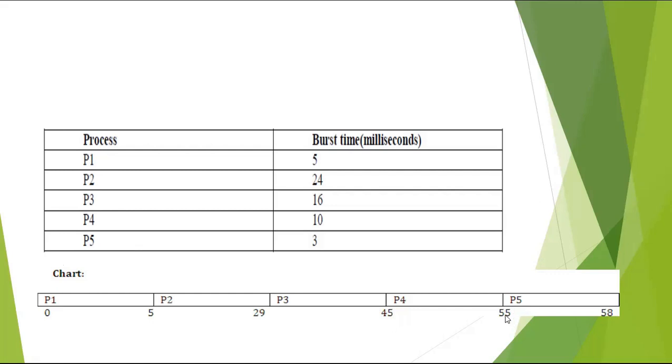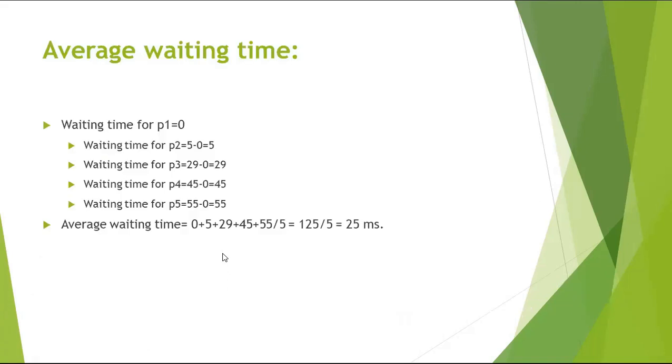And P5's waiting time is 55 minus 0. See, these are the waiting times. For P1 it is 0. For P2, it is 5 minus 0. P3, it is 29 minus 0. P4 is 45 minus 0. P5 is 55 minus 0.